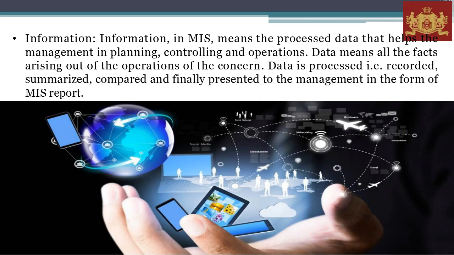Information. Information, in MIS, means the processed data that helps the management in planning, controlling and operations. Data means all the facts arising out of the operations of the concern. Data is processed, that is, recorded, summarized, compared and finally presented to the management in the form of MIS report.